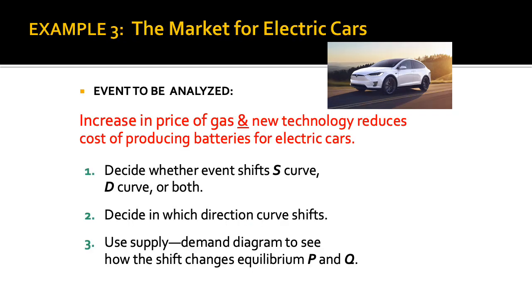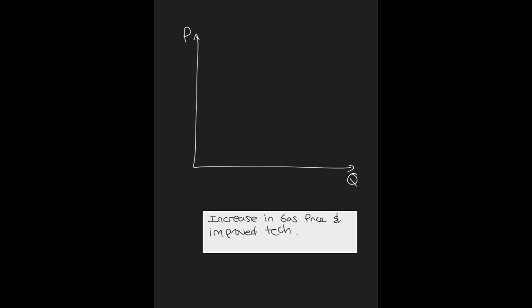Example 3. Increase in the price of gas and new technology reduces cost of producing batteries for electric cars. So in this case, we have an increase in demand and supply. Let's have a look in the next video to see what happens. What if both events occurred simultaneously? So we had both an increase in the price of gas and an improvement in the technology of battery production.